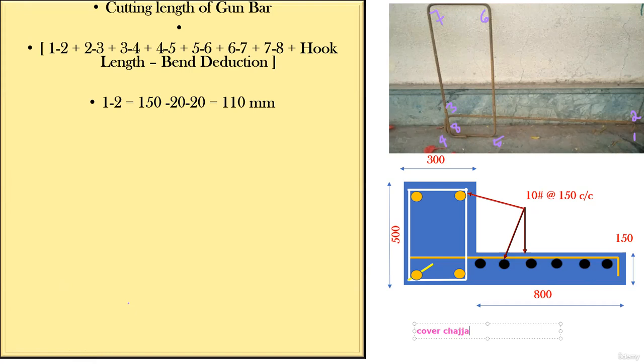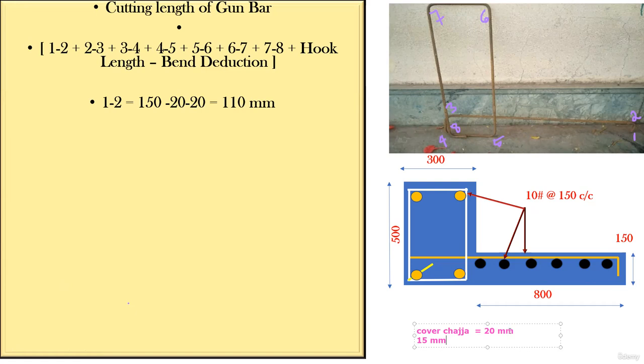So the cover for the chajja, I'm taking it as 20 mm. Some people take it as 15 mm. You also can take 20 mm. But in a few drawings, it will be written that you're supposed to take 15 mm. In that case, instead of the 20 I'm taking, you have to take 15 mm. But right now, for my calculation, I'll take 20 mm.